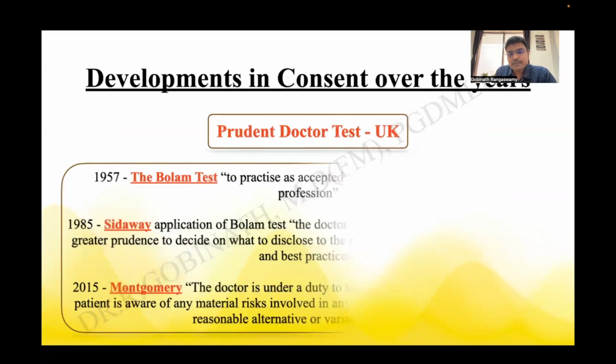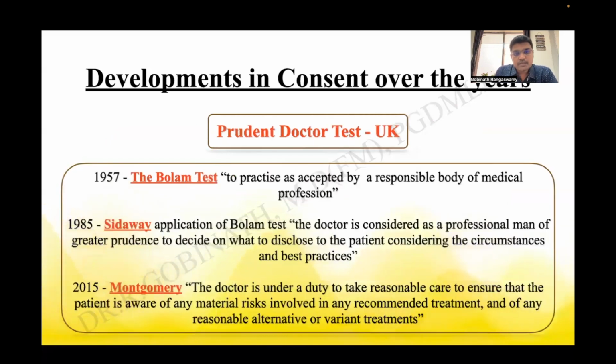So initially, in the UK, the prudent doctor test was used. So it was the Bolam test in 1957. Bolam was the patient's name. So Bolam versus Friern Hospital Management Committee was the case. Here the patient went for an ECT procedure. No muscle relaxants were given to him for the procedure. The patient had some violent seizures during the procedure and sustained some fractures. So later on, he went to the court.